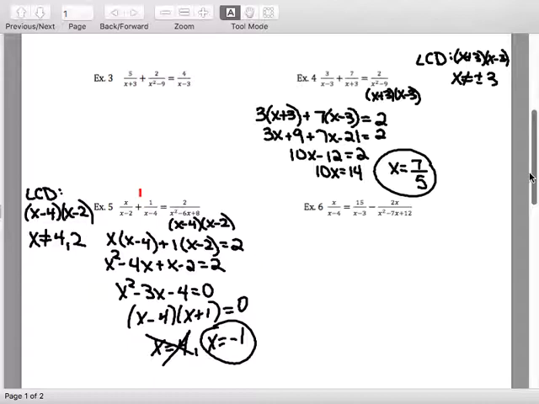I'm sorry, what? Yeah, look at the restrictions.